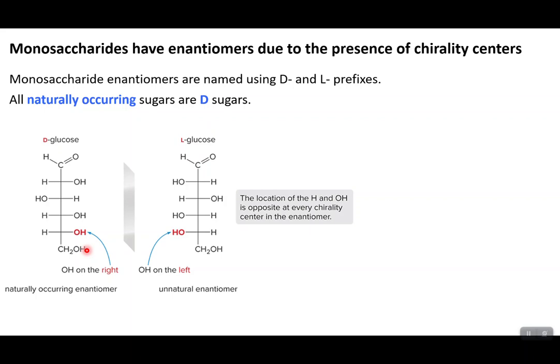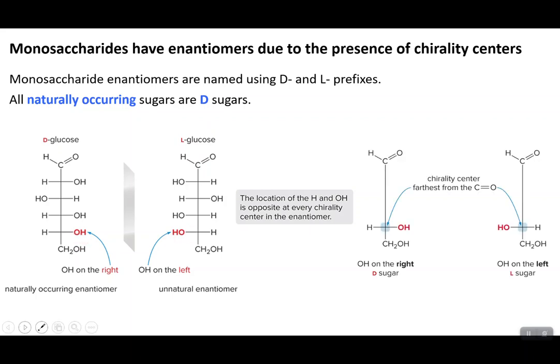Now, whether the OH is on the right-hand side or on the left-hand side, that is going to matter. Okay? This is what we are going to use to define whether something is a D or an L. So what we do is we go to the very last carbon on these sugars, the very last chiral carbon, not this one down here. So we go to the very last chiral carbon, and then we look, is the OH on the right-hand side or is it on the left-hand side? And this is what we use to label a sugar as a D sugar or as an L sugar.